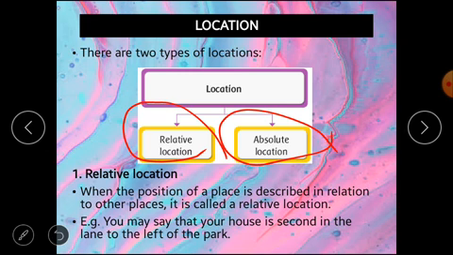For example, you may say that your house is second in the lane to the left of the park. The lane that is to the left of the park, your house is second in that lane. So you relate the park with your house, so that is called the relative location, and that will help your friend to find your house.